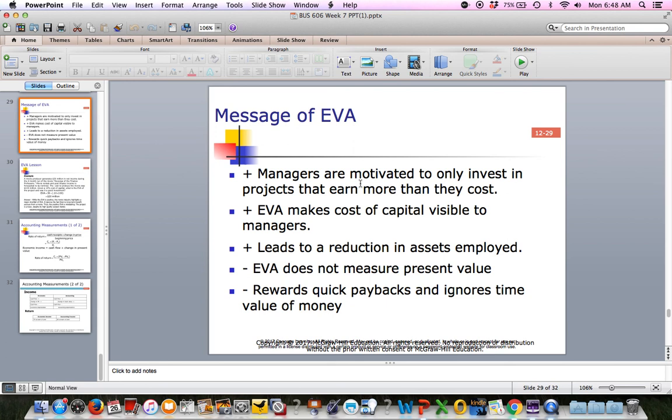It encourages you to invest in projects that earn more than they cost. That sounds like a good idea, right? It makes cost of capital visible and leads to a reduction of assets employed, so we might be more efficient in how we employ the assets of the firm to earn revenues.